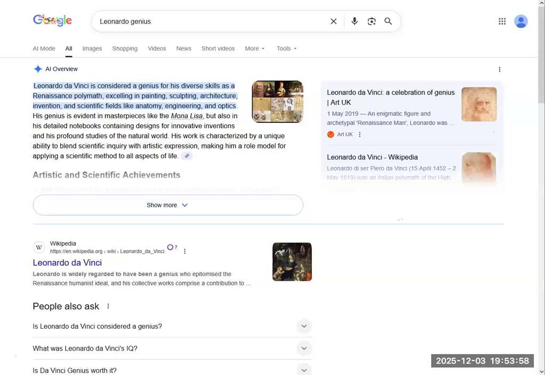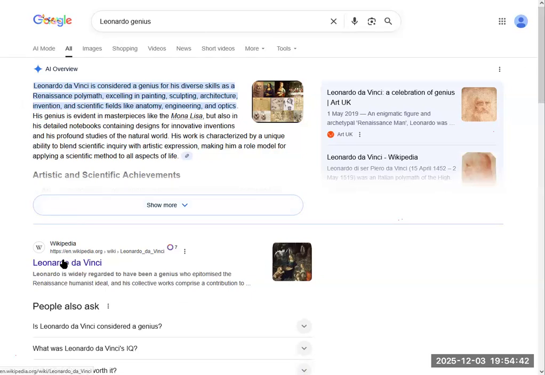So it says here, Leonardo da Vinci is considered a genius for his diverse skills as a Renaissance polymath, excelling in painting, sculpting, architecture, invention, and scientific fields like anatomy, engineering, and optics. He did a drawing, and it's regarded as the world's first helicopter. This is 500 years ago, but it looks a little unusual. I don't know if it would actually work. Perhaps it would.